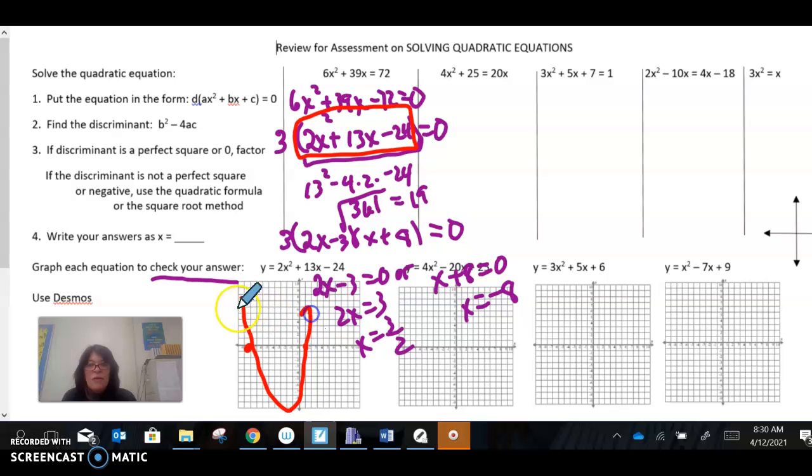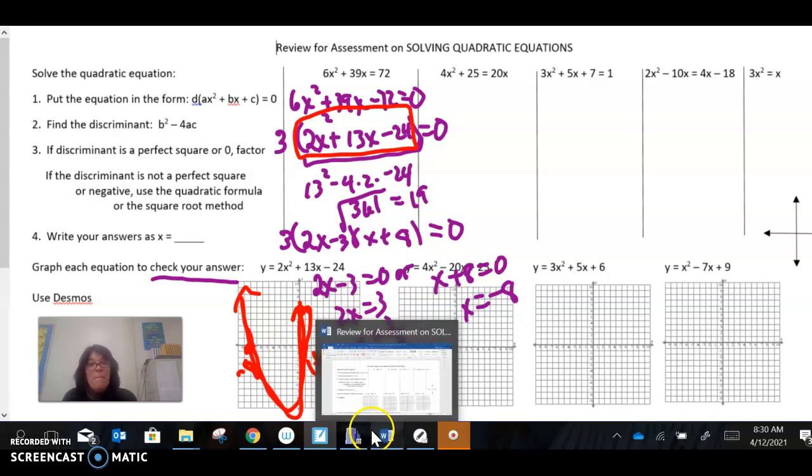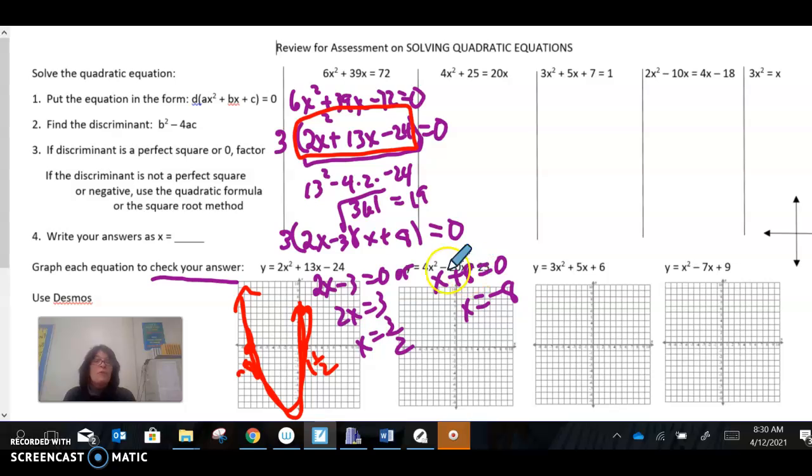I don't think you can see the whole graph, to tell you the truth. I think it goes way down. Okay, but you'll see it cross at negative 8 and 1.5, which is 3/2. Okay? That will help you. I just want you to see the connections between those.